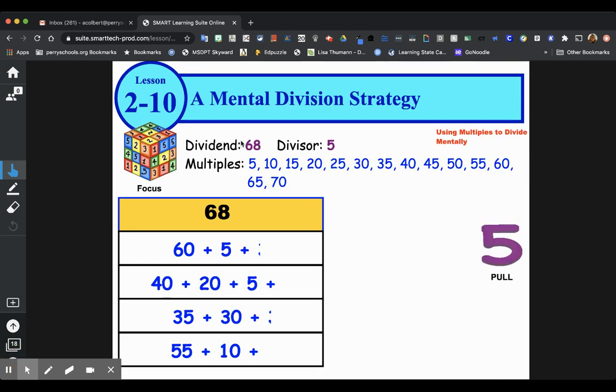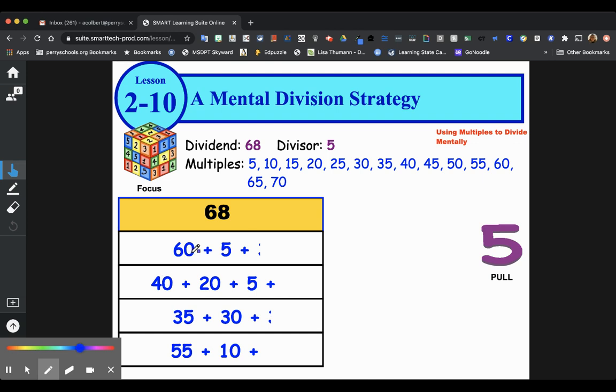Here we have 68 divided by 5, because we see the dividend is 68 and the divisor is 5. So we want to list out the multiples of 5: 5, 10, 15, 20, 25, 30, 35, 40, 45, 50, 55, 60, 65, 70. We stopped at 70 because our dividend is 68, and so 70 is too large. We want to get as close as we can to 68 using the multiples of 5.